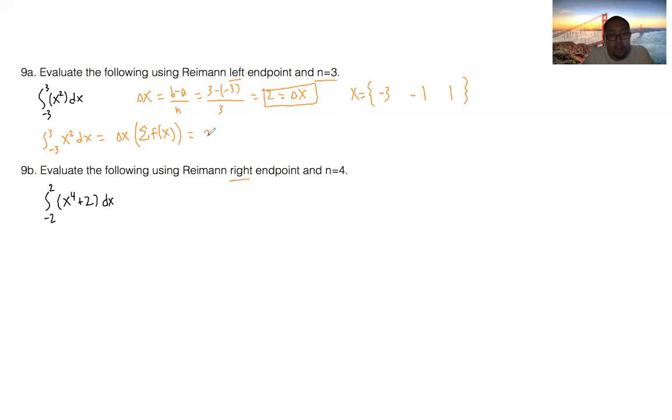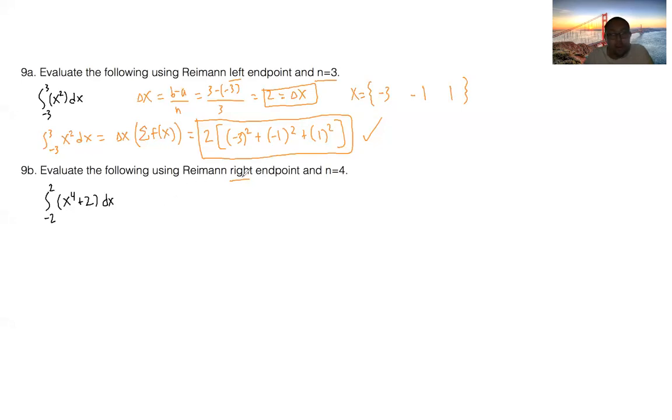Delta x, which is 2, multiplied by negative 3 squared, right? Because our function is x squared, plus negative 1 squared, plus positive 1 squared. And when you multiply what's inside the bracket and multiply by 2, this will give you your numerical answer, okay? Similarly, let's look at this one, okay?